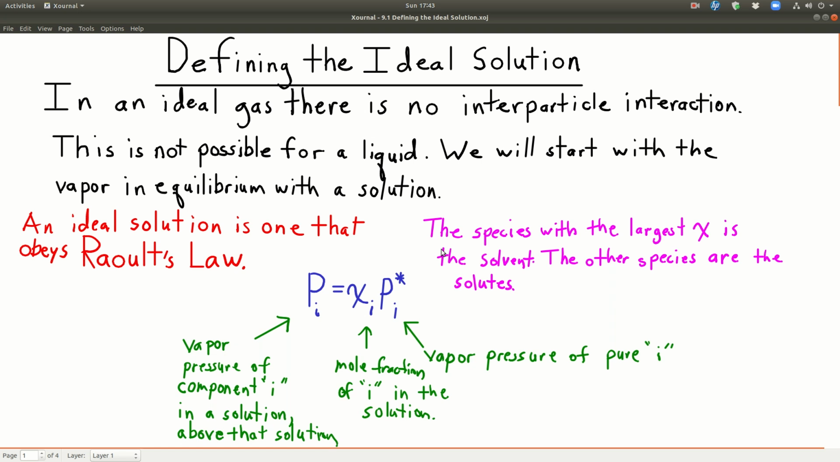And so a definition real quick, we call the solvent the species in that solution that has the largest mole fraction, that there's the most of. All other species are solutes.